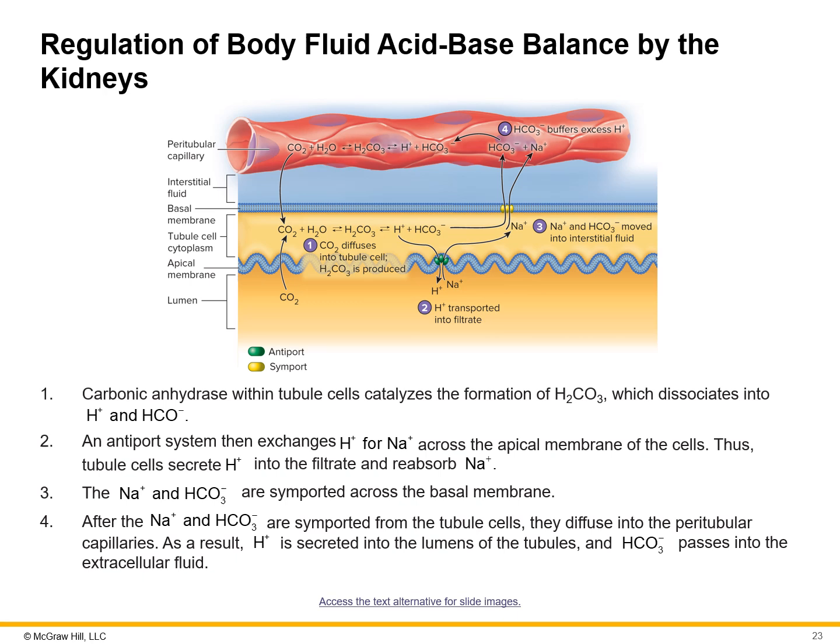All right, so if we visualize what's happening here in the kidneys, again, carbonic anhydrase is going to cause the formation of carbonic acid that then dissociates into hydrogen ions and bicarbonate. An antiporter, just meaning they're moving in opposite directions here, exchanges the hydrogen ions for sodium. So now the tubules secrete hydrogen ions as they reabsorb that sodium. And then sodium and bicarbonate are symported, so they're moved together across that basal membrane.